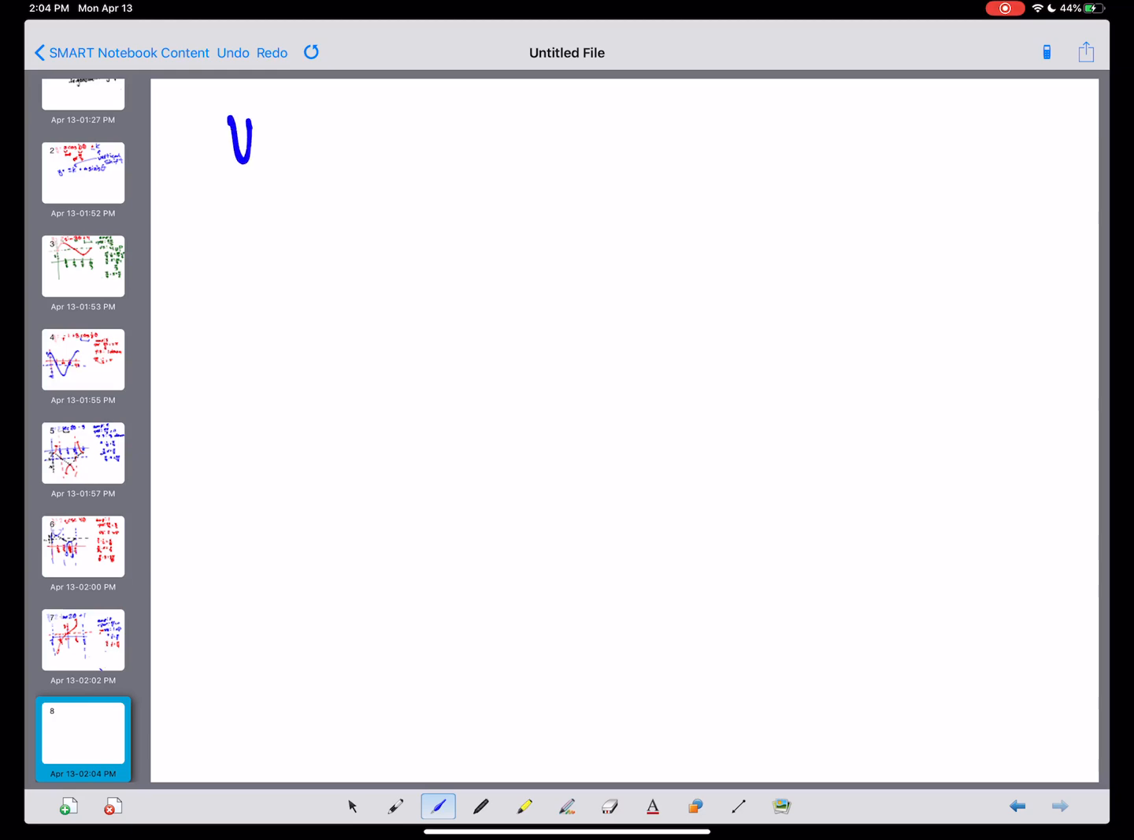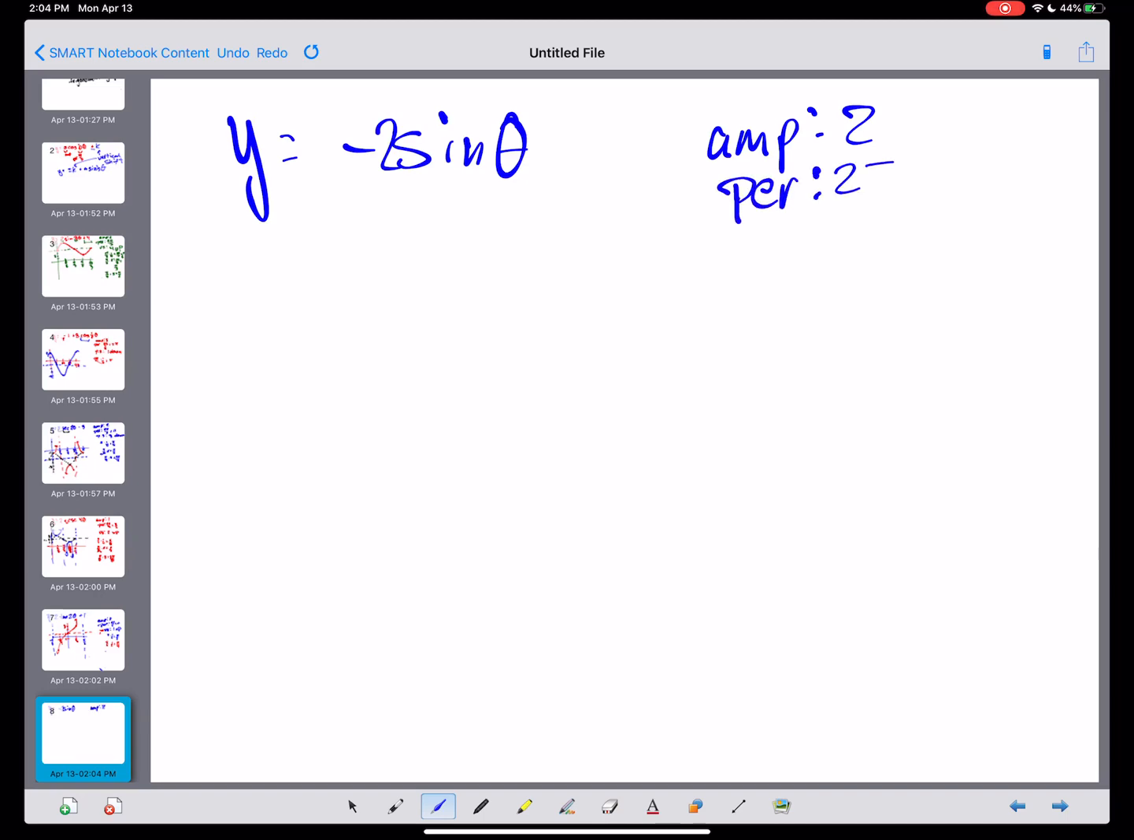Now, the last thing I want to show you guys is what happens if the outside is a negative. So let's say I have a -2 sine theta. My amplitude is still 2, right? We're always going to do the positive amplitude. My period is 2 pi.